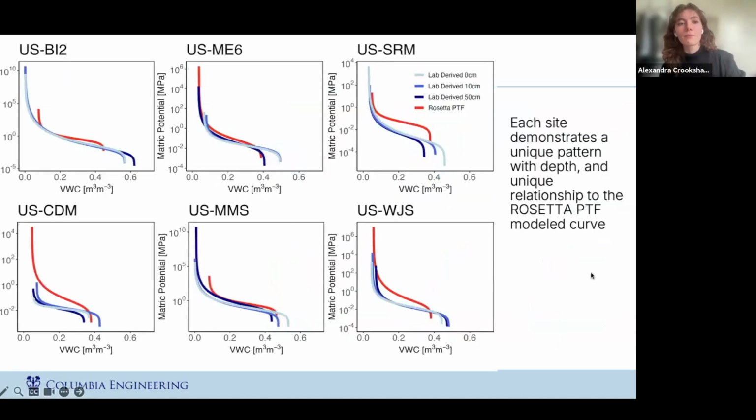Once again, both of those, how the curves compare to the pedotransfer function and how they compare at each depth, are probably best represented in these figures, just looking at the curves as is. This is just a slight selection of sites, but it emphasizes everything I've said to this point. Each site demonstrates a unique pattern. Each site demonstrates a unique relationship.